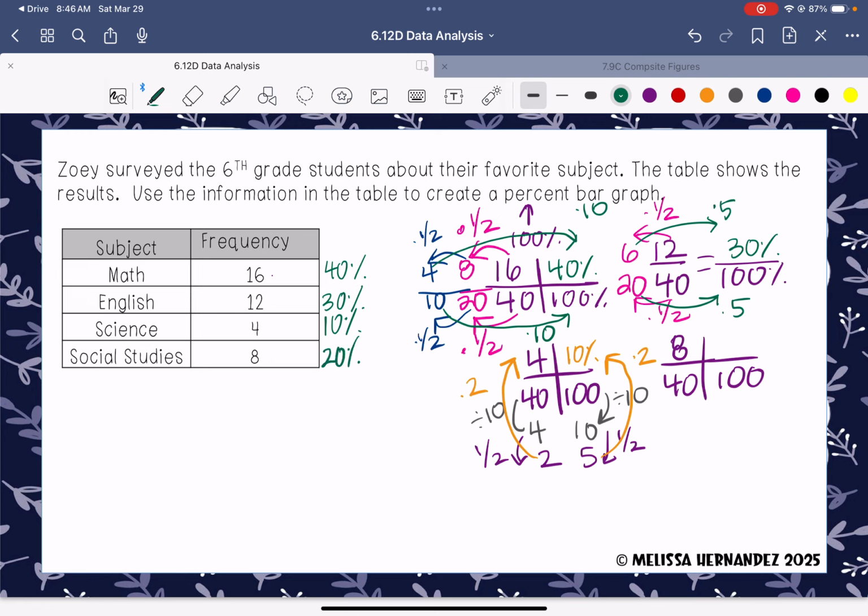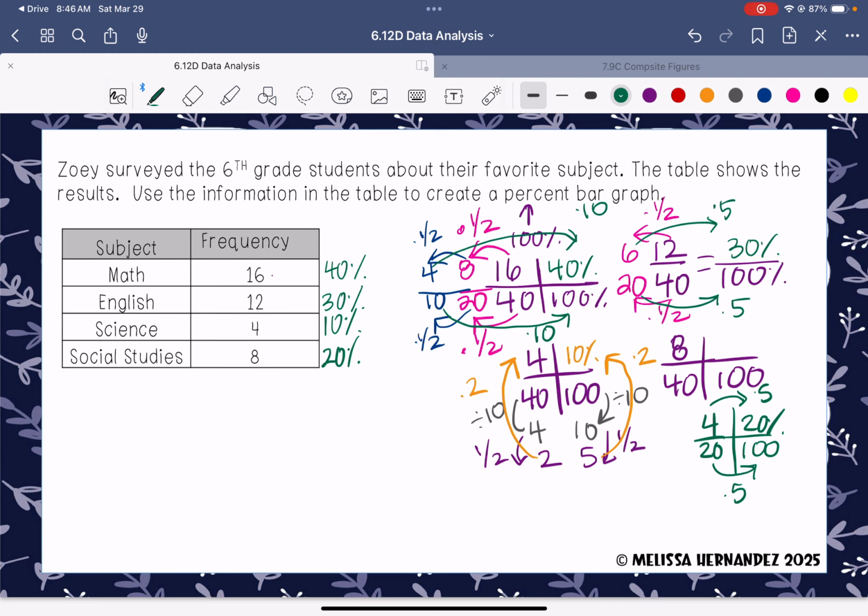But let's show you, because we are here to learn. So we'll scale down 8 and 40 by 2, so that becomes 4 over 20. And the only reason I rewrote it is I ran out of space. We know 20 times 5 is 100. That's my scale factor, not my answer. So it is 20%, just to show you.